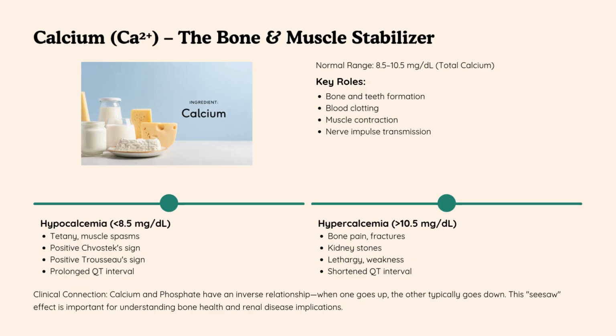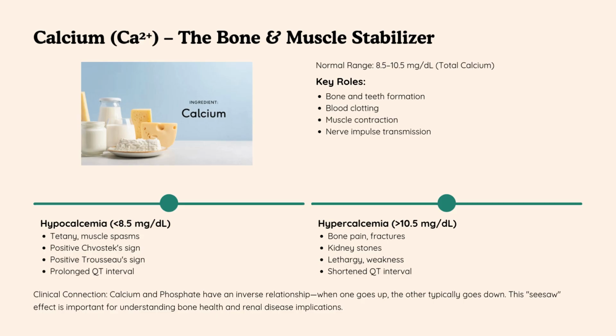Next is calcium. We always talk about calcium, that it's important for our bones, important for our teeth formation, for our blood clotting, muscle contraction, nerve impulse transmission. The reference range is 8.5 to 10.5. Calcium is 99% in bone, 1% in plasma, half bound to albumin, half ionized and active form. Ionized calcium regulates excitability by stabilizing the membrane. Low calcium increases sodium influx, causing depolarization.